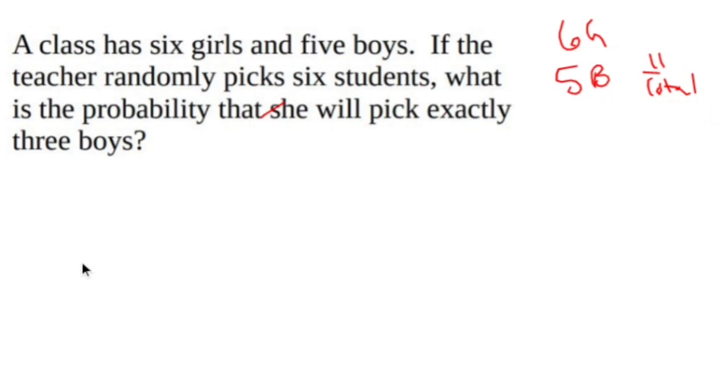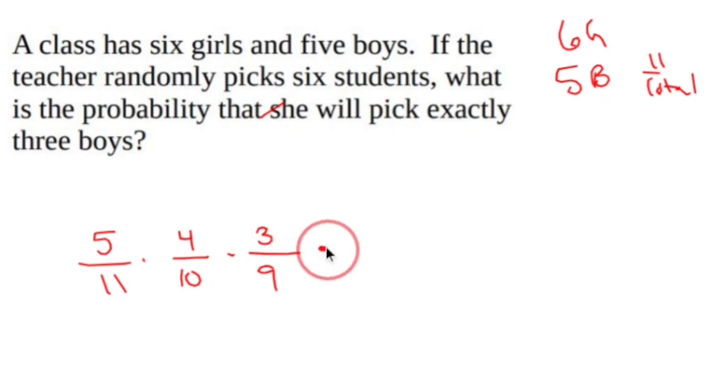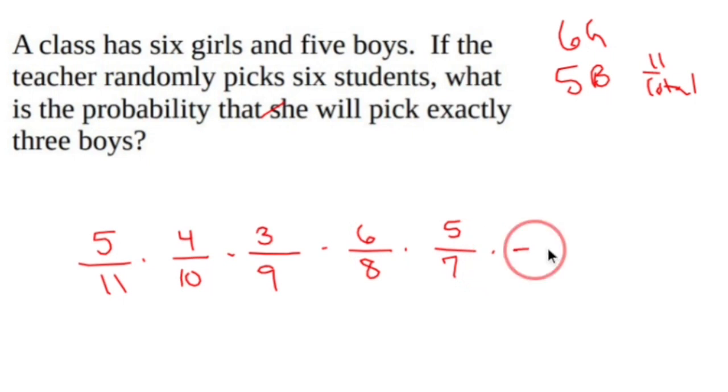Okay, so me closing my eyes and picking, what am I doing? A boy is right now 5 out of 11. Me picking a boy again, well, there's 10 students left, is going to be 4 out of 10. And me picking a boy again, if there's 9 students left, is going to be 3 out of 9. Now I have to pick only girls. So there's 8 students left, 6 girls, 6 out of 8. 7 students left, 5 of them are girls. 6 students left, 4 of them are girls. When I multiply all of this together, I end up with 5 out of 231.